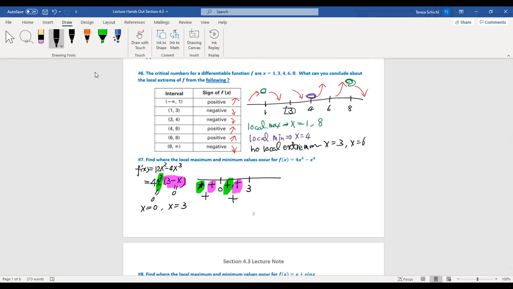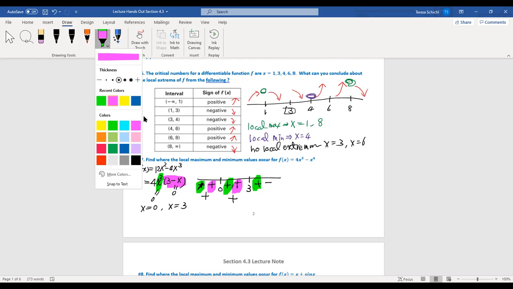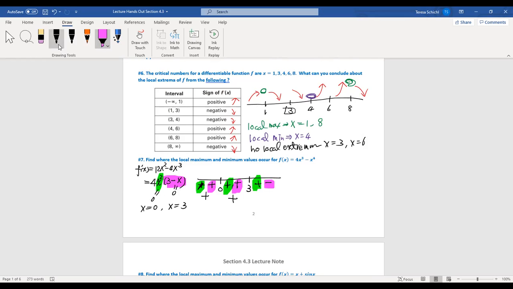Okay, now let's take a look at greater than 3. If you choose 4, 4 squared is still a positive. How about 3 minus 4? This will be negative, right? This one is from the x squared, and this one is from 3 minus x. So what you have here is a negative, right? So this is your f prime of x.